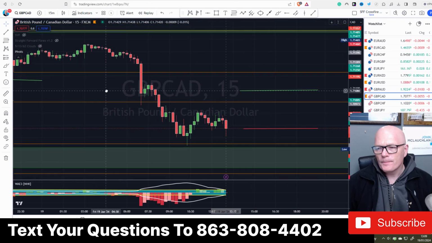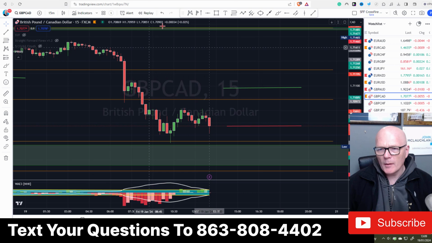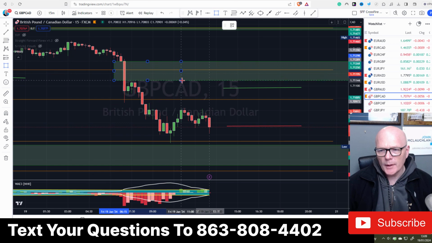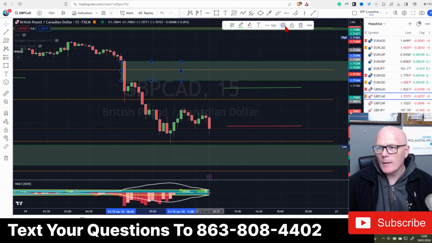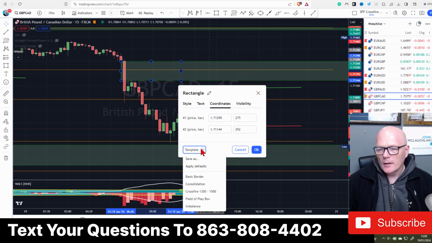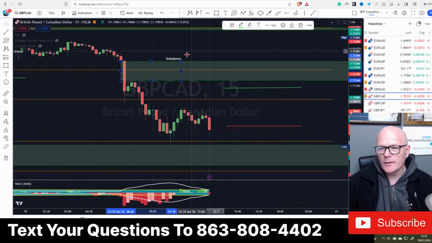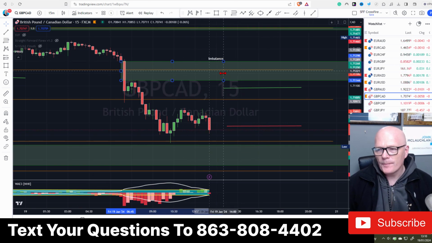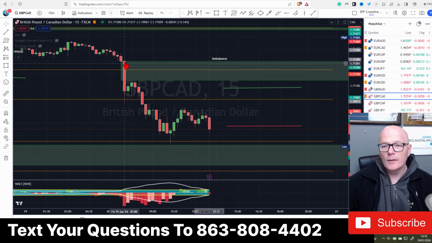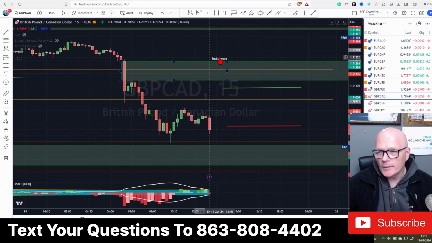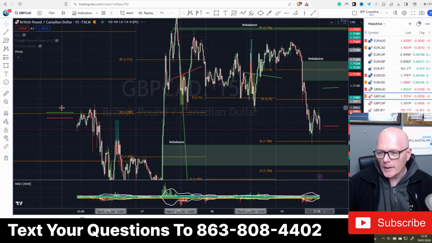GBP CAD. You can see straight away there's a gap there, a big old gap. So we'll take our square and put it from there down to the wick, down to there, and move that across to make it a bit neater. Click on the cog, click on template, click on imbalance. All that does is put text on there, so you can do the same thing if you want to.